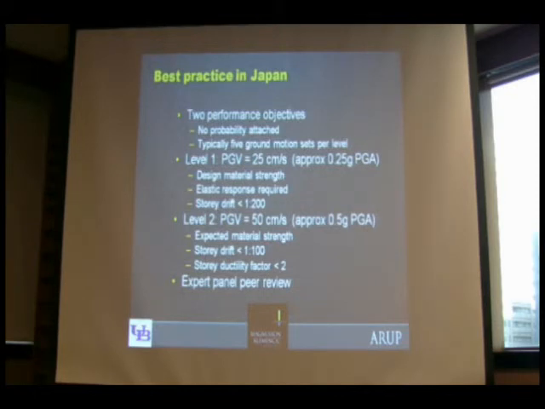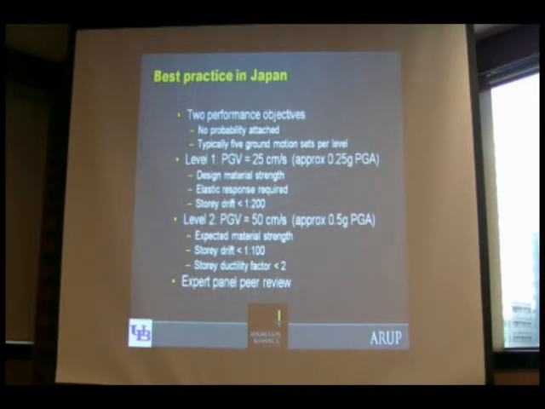So for level 1, we expect elastic response in the structure, i.e. no damage, and for the level 2 earthquake shaking, there's an expectation that this story ductility factor be less than 2. Now, a ductility ratio is nothing more than the ratio of maximum displacement to yield displacement. So maximum inelastic displacement to the yield displacement. So with a story ductility factor of 2, the degree of damage is relatively modest.